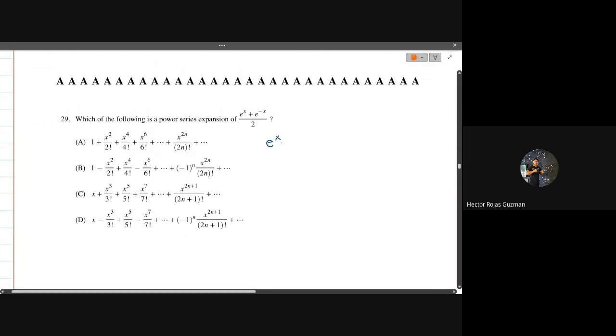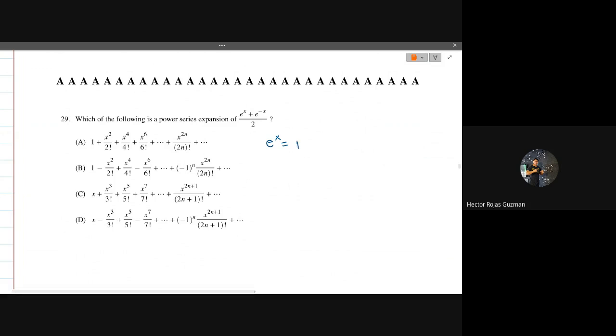The expanded series for e^x is 1 plus x plus x squared over 2 factorial plus x cubed over 3 factorial plus x to the power of 4 over 4 factorial, dot.